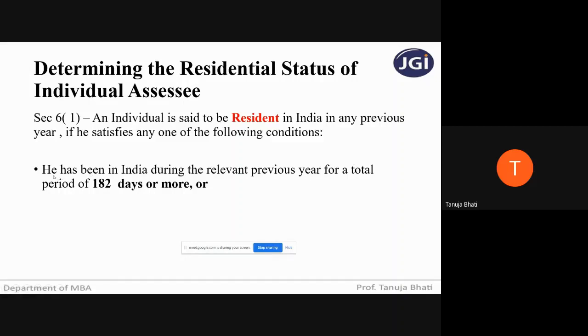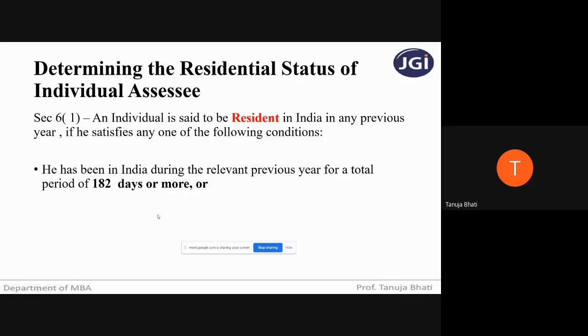So the first condition is he has been in India during the relevant previous year. Relevant previous year is the year immediately preceding the assessment year. Whatever is the assessment year, the year immediately before that is going to be your relevant previous year. So in that relevant previous year, that individual has been in India for a period of 182 days or more, meaning at least 182 days he has been in India.